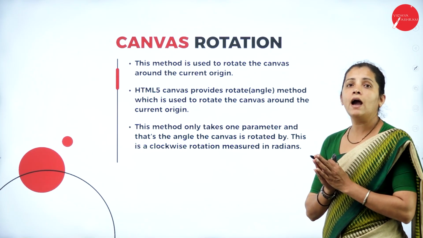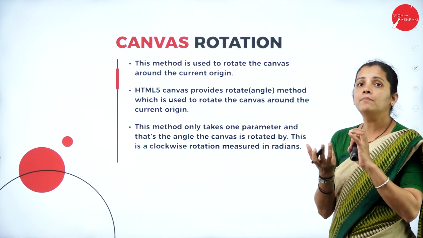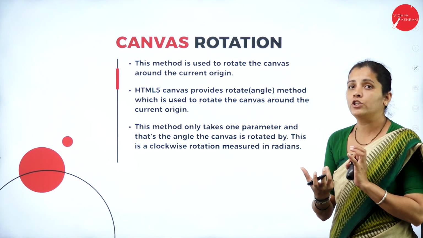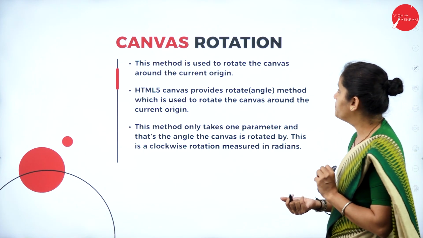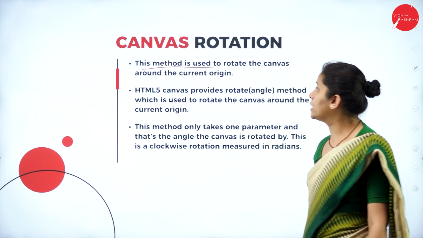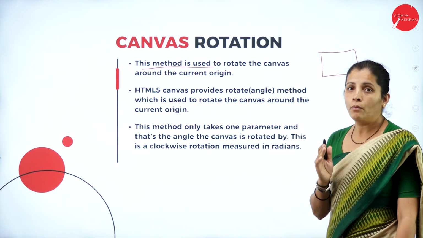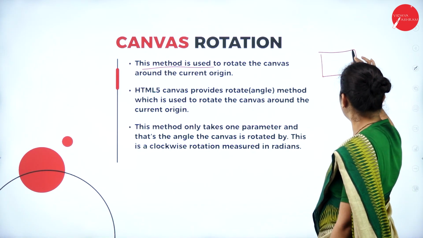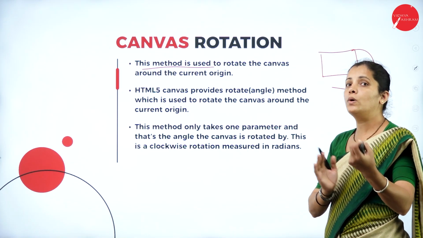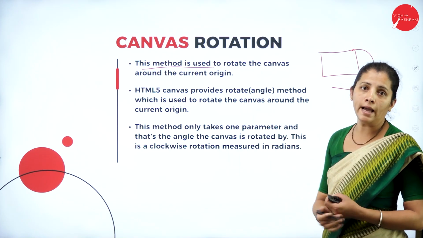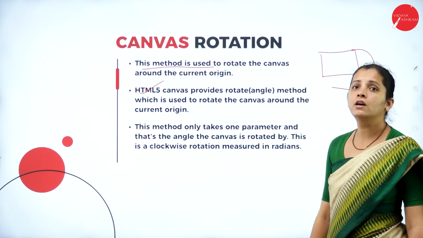Now I have a very important concept, that is the canvas rotation. How many times do I want to rotate the object? In which direction? Either clockwise or anti-clockwise I want to rotate the object. So this method is used to rotate the canvas. So what is canvas? It's a rectangle area on the web page. If I want to rotate the rectangle area in the anti-clockwise or clockwise direction, I'm going to define it in my rotation. So HTML5 canvas provides rotation.